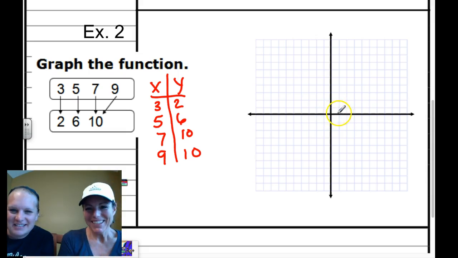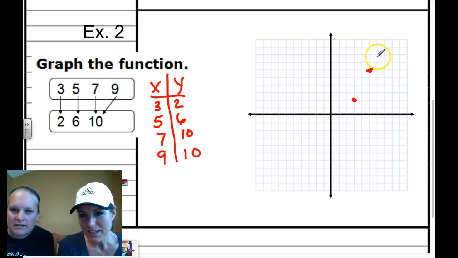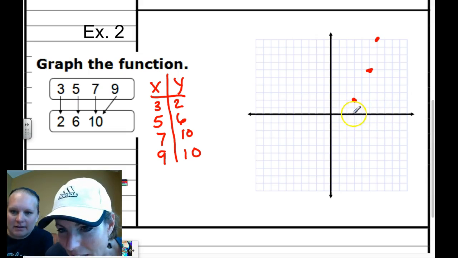it's discrete. All right, so 1, 2, 3, up 2, put my first point. Yep, over 5. Up 1, 2, 3, 4, 5, 6. Yes, there we go. And then over 7, up 6, 7, 8, 9, 10. Mm-hmm. And then over 9. Did I count wrong? Yeah. Oh, boy.